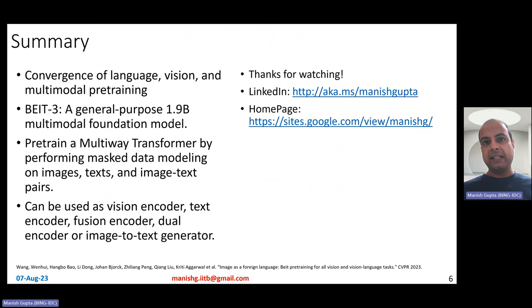The multiway transformer contains, in their case, 40 layers, where all the layers contain vision and text experts, but the last three layers contain vision-language experts as well. Of course, all of those layers contain the shared multi-head self-attention sublayer as well. It can be used as a vision encoder, text encoder, fusion encoder, dual encoder, or image-to-text generator. And as we noticed, it has been shown to be state-of-the-art across several vision as well as vision-language tasks.